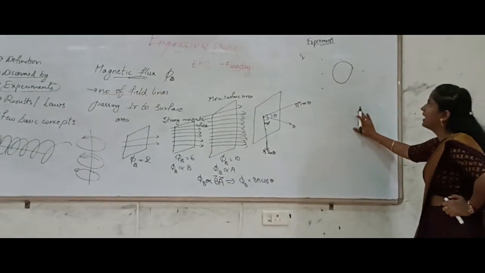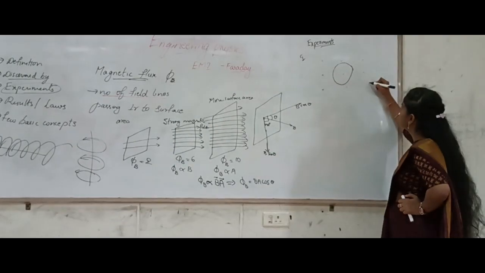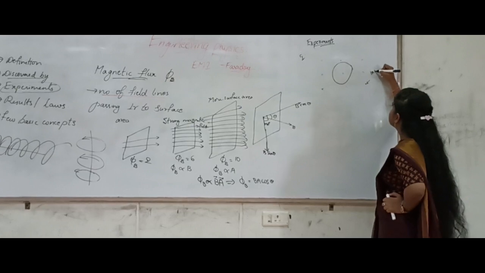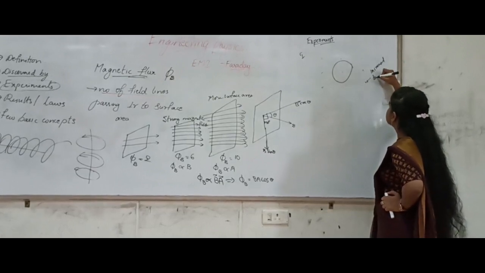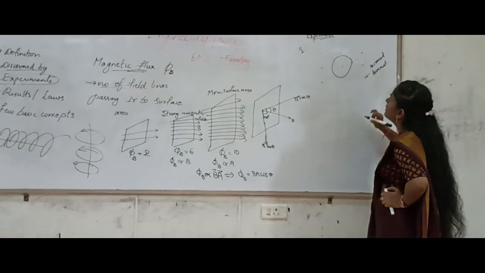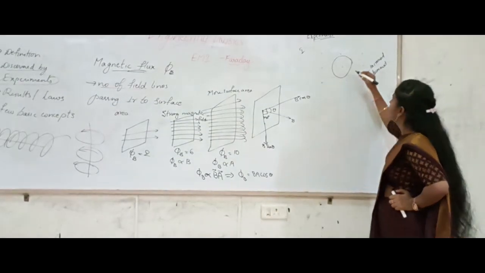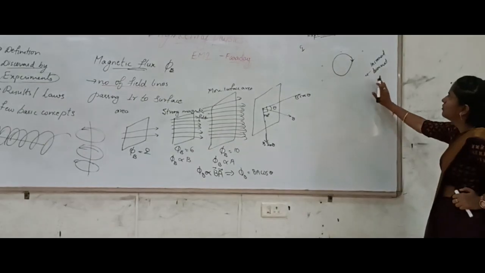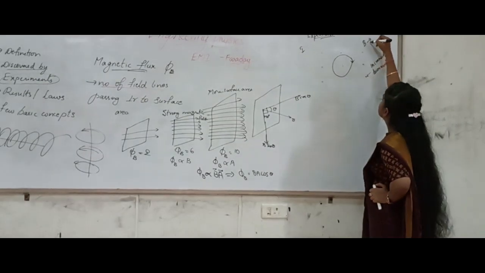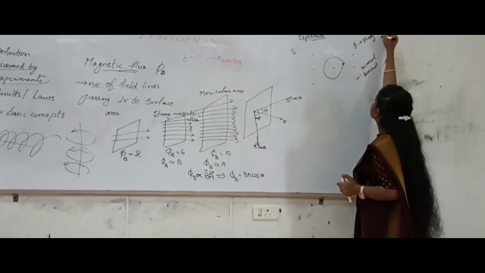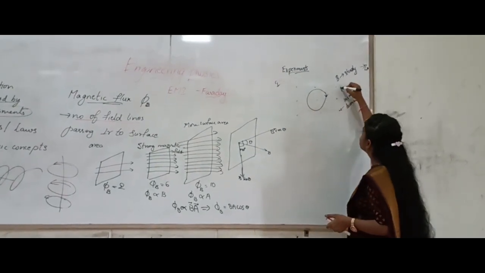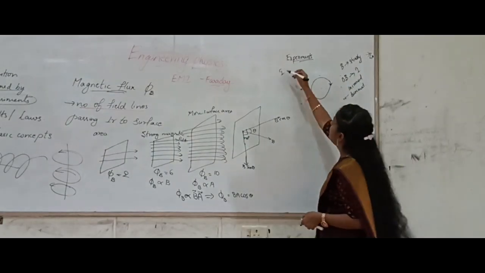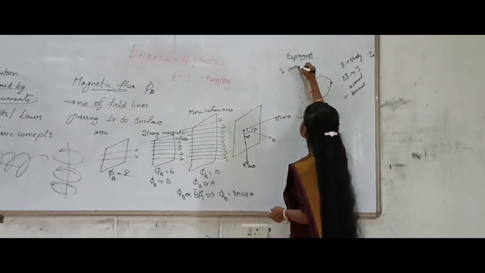So what he did is he changed this magnetic field, that is, he increased it and decreased it, and observed. What he observed is that current got induced in this conductor. While the magnetic field is steady, no current got induced, but if it is changing, then current got induced. So in the first experiment, current induced.